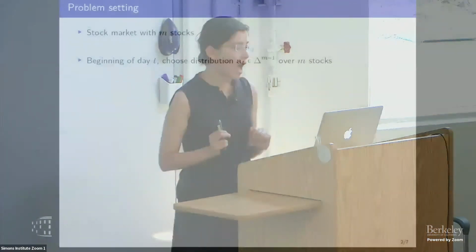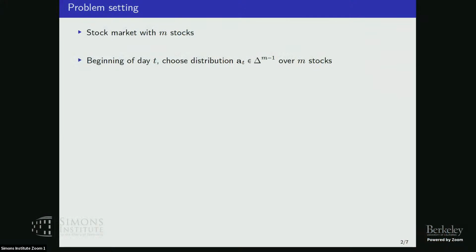And to motivate this, think about investing in a stock market where there are M stocks. And each day, at the beginning of the day, you need to choose a distribution over the M stocks that denotes how you are going to split your wealth to invest into each stock. So you could say, I'm going to allocate 1 over M fraction of my wealth uniformly into each stock, or you could say, I'm going to do 50% of my wealth on stock 1 and uniformly the rest over the others, something like that, right?